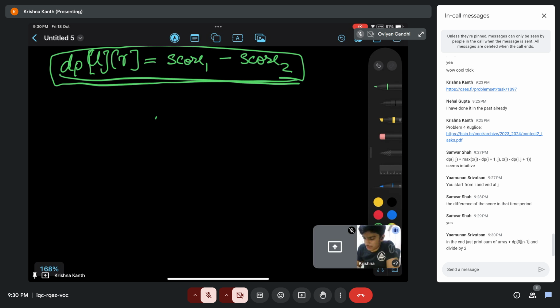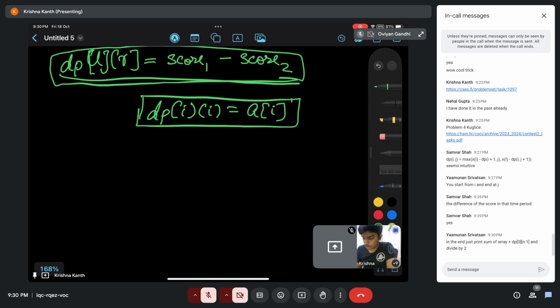The base case is just DP[i][i] is just A[i], because you can't really do anything. You have to take whatever, like only one item is left in that array. Basically, you're considering only an array of one element, so you have to take it, and your score will be that. And your opponent cannot really make a move, so he will have zero score. So your score minus zero is your score, A[i] basically. So this is the base case.